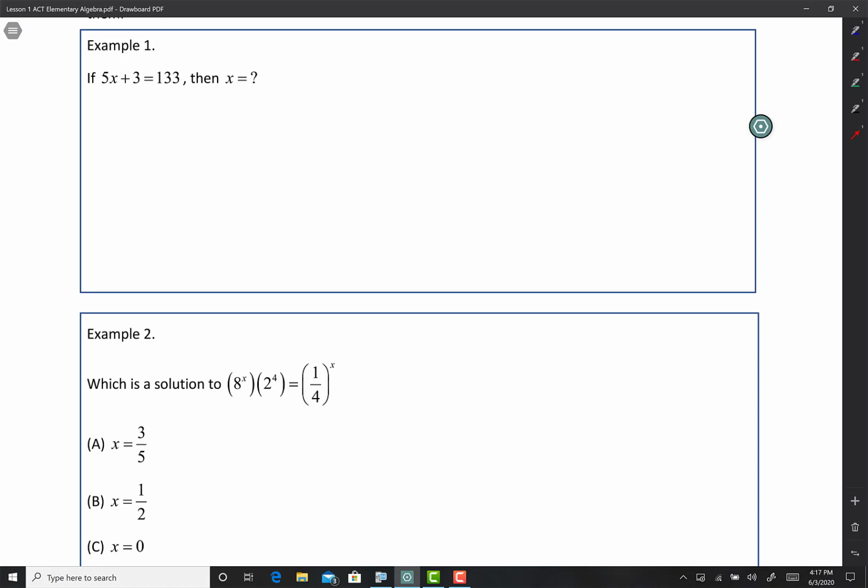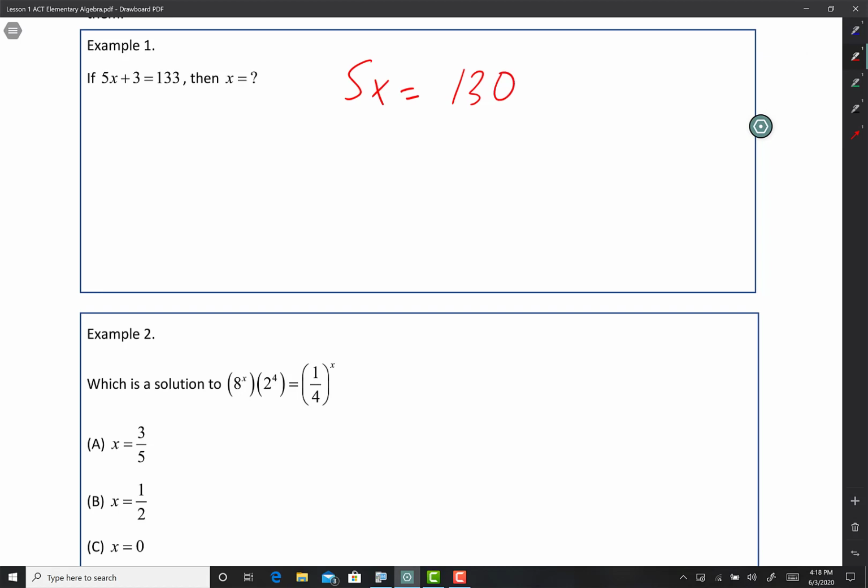So the first thing we have here is it says 5x plus 3 equals 133. What is x? So like always, we're going to isolate the variable x. So to do that, you got to subtract 3. There's an equal sign there. So when I subtract 3, that's going to turn into 130. So I have 5x equals 130. So what I did there, guys, was I subtracted 3. Now, remember what this means.